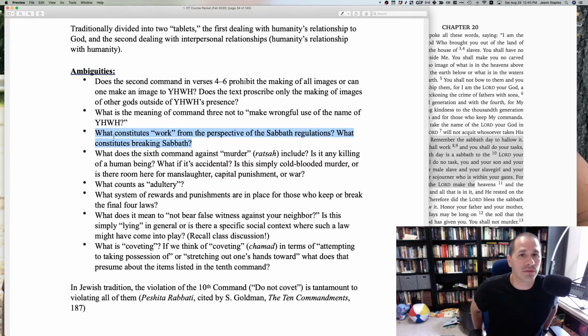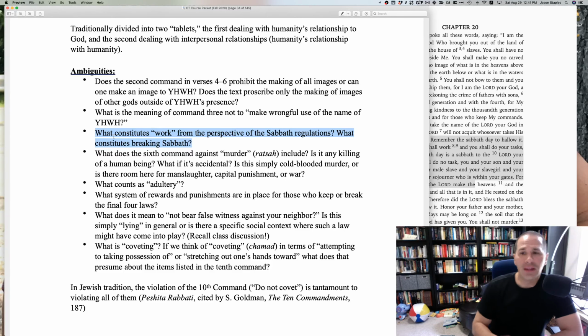You have the command against murder, ratzah. So does that mean you are not to kill any human being? Well, what about war? Or what if it's an accident? Does that violate the covenant? What if I accidentally kill someone? Or does this mean just cold-blooded murder? Or what about capital punishment, which you then have later on in the Torah? How does that work?